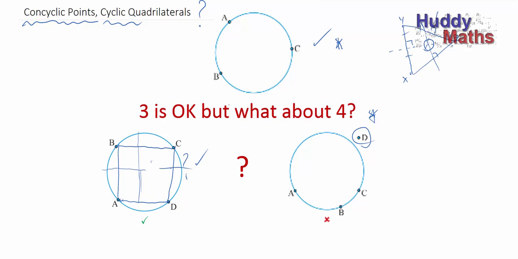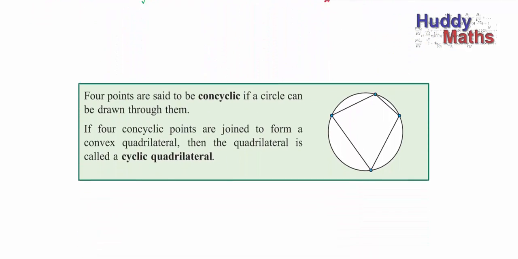Well, that's what we're going to look at now. Can we determine the properties you need for four points to be concyclic or form a cyclic quadrilateral? So just to give you some idea there. Okay, so that's what we're about. Come on down now and see what I've got for you here.